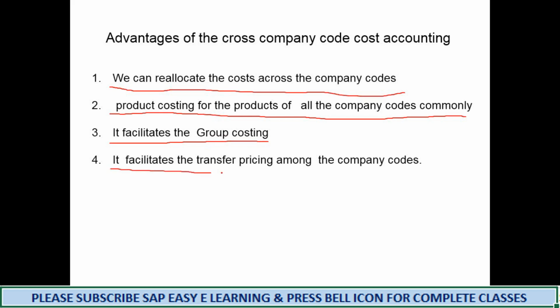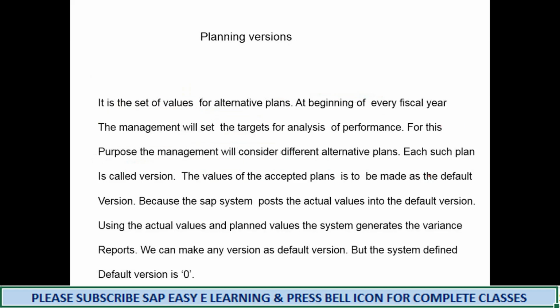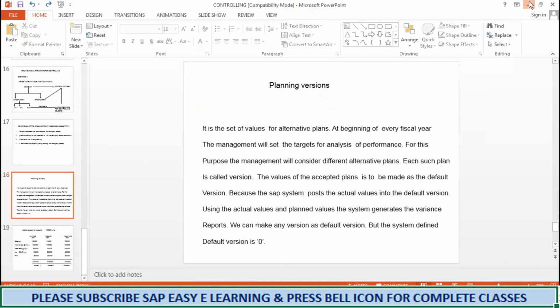Then it facilitates transfer pricing among the company codes. For example, vertical integration is there, so the finished product of one company code will become the raw material for another company code within the same group. In that case, transfer pricing has to be done, so the transfer pricing becomes easy. So these are the advantages of cross company code cost accounting. Planning versions we will discuss later on when we start configuration of the respective step.